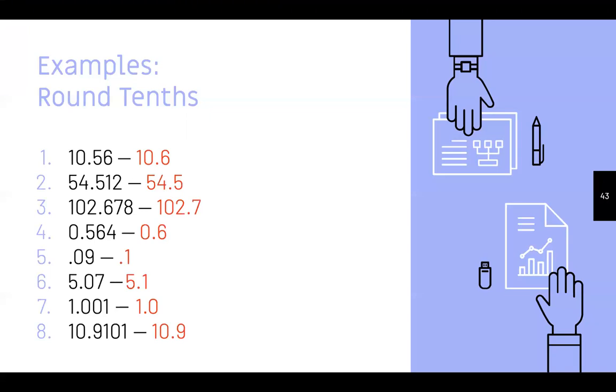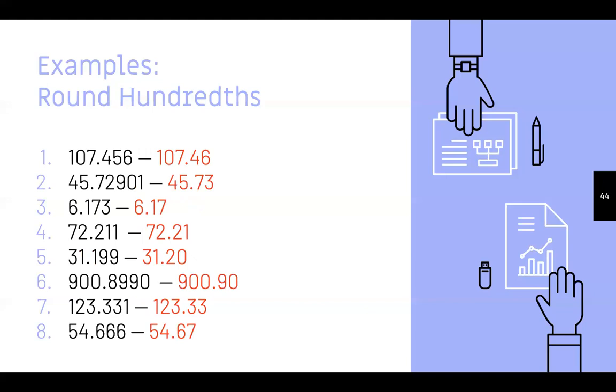10.91, right? That 0 and 1 are distractors. Do not look at them. Just look at that 91, that 0.91. 1 is less than 5, so we don't do anything, and it's just 10.9.